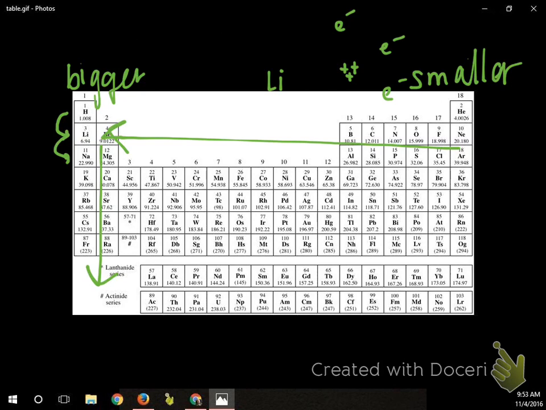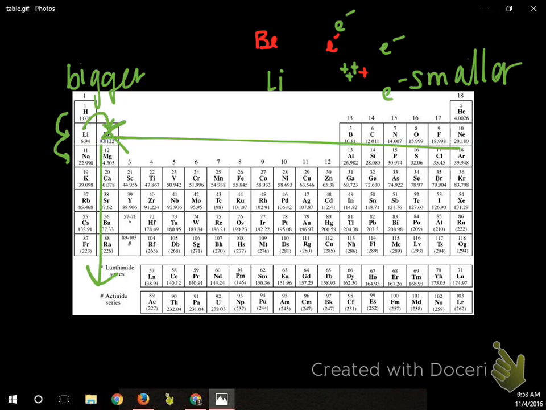As we move now from lithium to beryllium, I'm going to do that in a different color. Beryllium is going to be red. We add another proton. So as our positive charge in the nucleus gets stronger, it pulls the electrons a little bit tighter to itself. It pulls those electrons in a little bit closer. So that decreases our radius. As our positive charge increases by introducing a new proton, that means our electrons get pulled a little bit tighter.